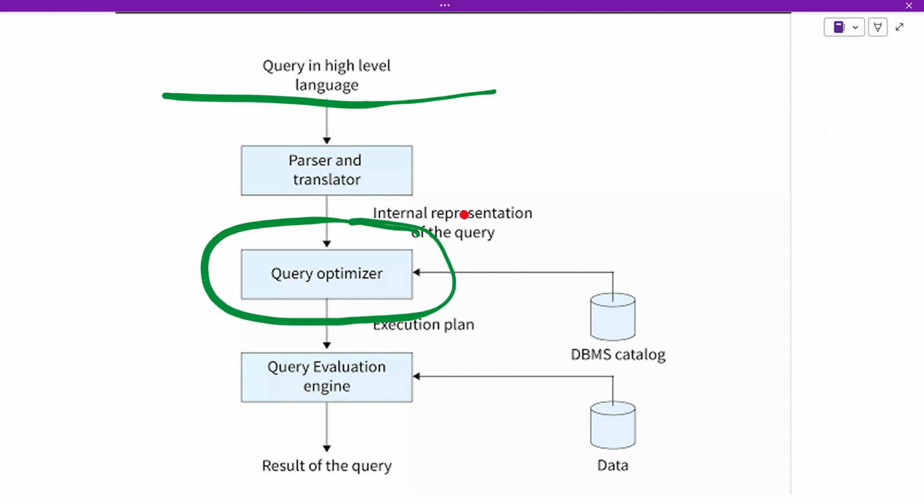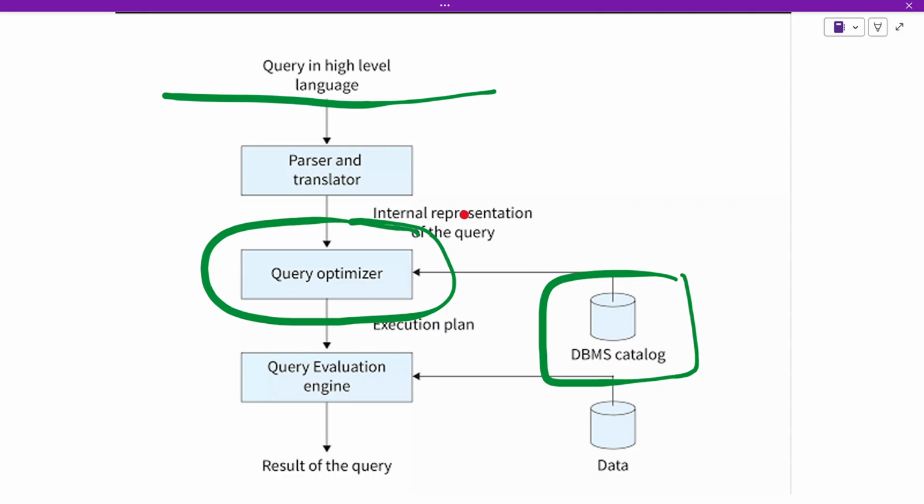So the query optimizer will have the DBMS catalog. What is a DBMS catalog? The DBMS catalog can be seen as metadata, or a repository that will hold all the information about the tables, relationships, entities, and their constraints, keys. Everything is going to be there in this catalog. And using all that information, this query optimizer will try to optimize the query that we have.